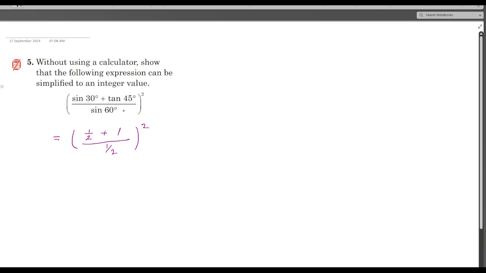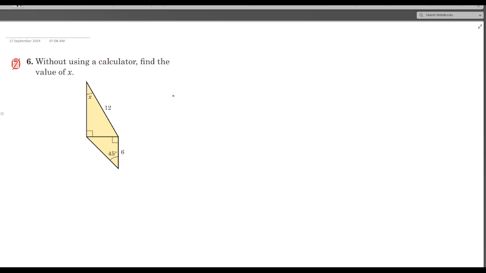Now 30 degrees, 45 degrees and 60 degrees are the standard angles, and for that everyone should know the sine, cos and tan values. So my numerator is 3 divided by 2 and the denominator is 1 divided by 2. 3 divided by 2 divided by 1 divided by 2 is 3. So 3 square, and 3 square is 9. So here the result is 9.